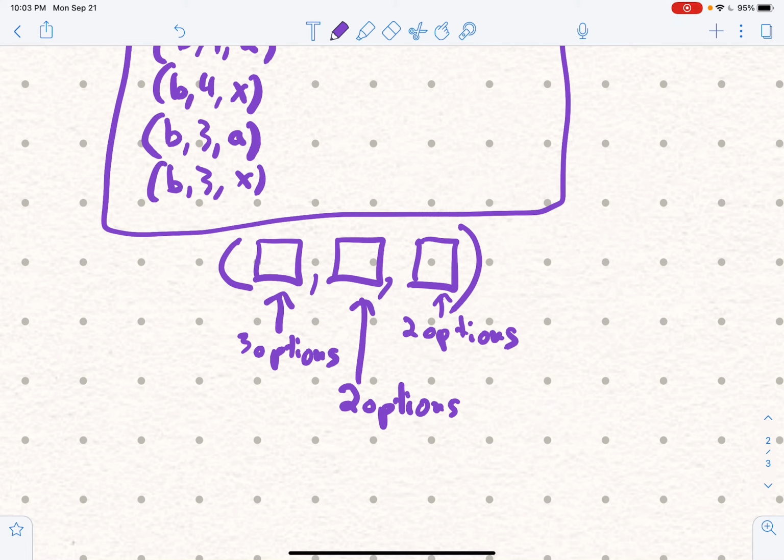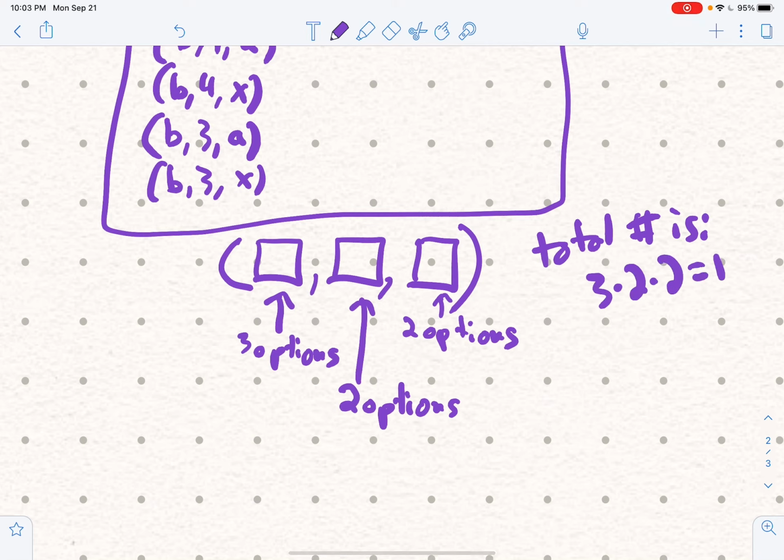And the idea is you can figure out the total number of lists by following this rule: if the first entry has 3 options, the second entry has 2 options, and the third entry has 2 options, we can get the total number of combinations by multiplying those together. So the total number is 3 times 2 times 2, which is 12. And this rule is called the multiplication rule.